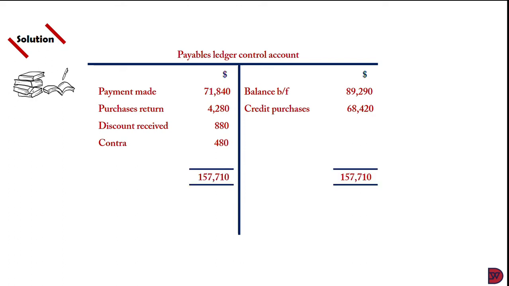When we try the total, it's going to be 157,710, which is that of the credit side, which will throw the balance to the debit side of 80,230, which will be brought as balance brought down to the credit side. Now again, this should sum up to the individual payables in the payable ledger.